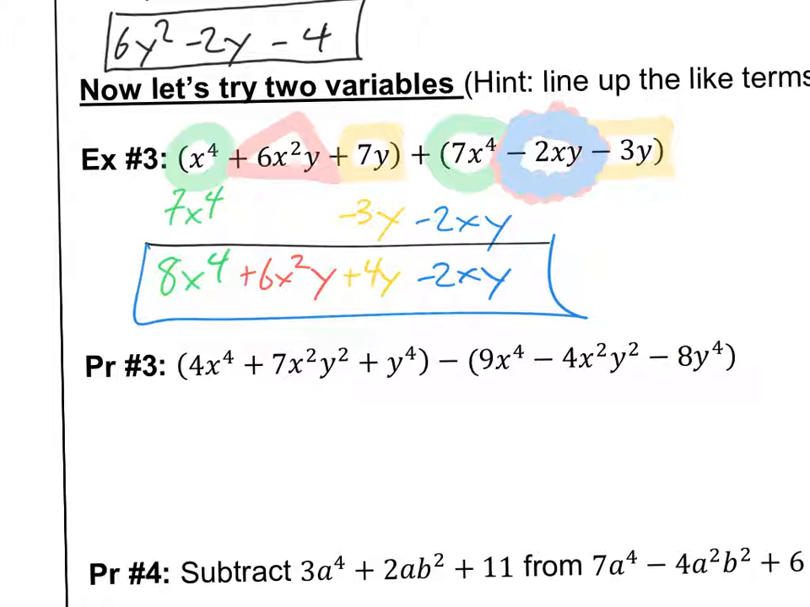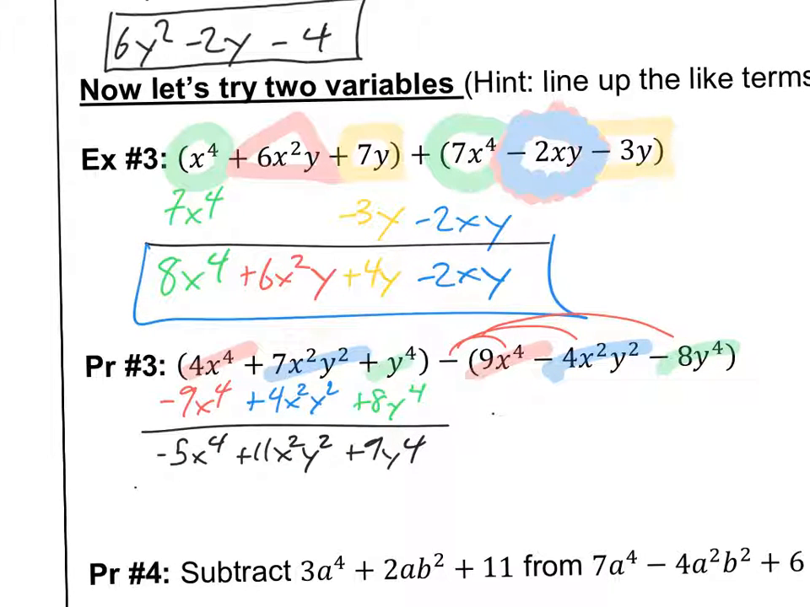And that's it. All right, for practice 3, I do want to remind you that there's a negative here, so you're going to need to distribute that to every term. So let's just kind of make a note of that, right? You're going to distribute that to every term, and then you can line up your numbers and add them. Go ahead and give that a shot now.